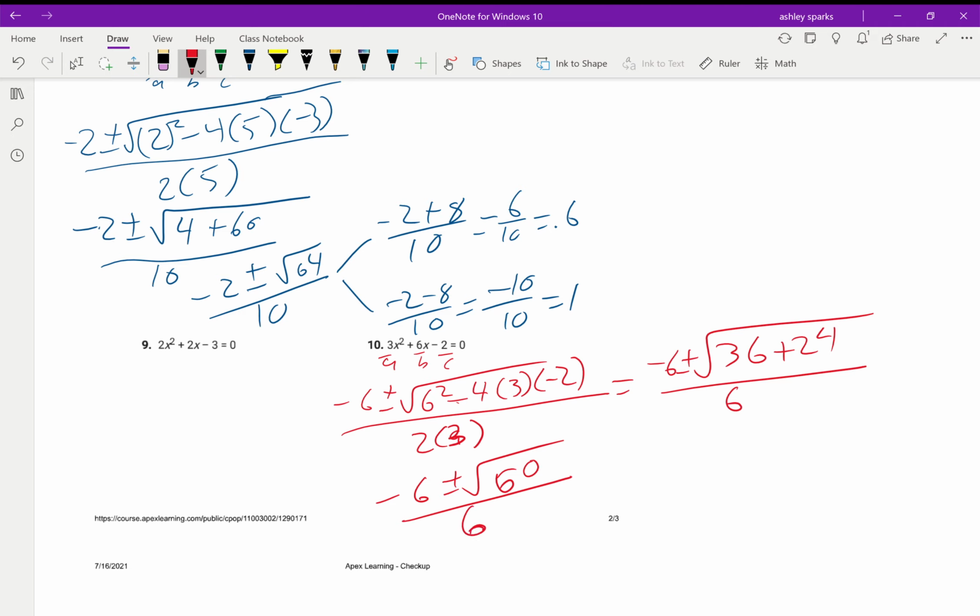Again, we have a situation here where we have a radical. Apex may choose to make it into decimals. It may choose to leave it as a radical. I'm going to start off with making this into a decimal. I personally like making a decimal and then making my answer choices match that decimal is my preference. So negative 6 plus 7.75 over 6, and negative 6 minus 7.75 over 6. See, negative 6 plus 7.75 divided by 6. This will give me a decimal answer of about 0.29.